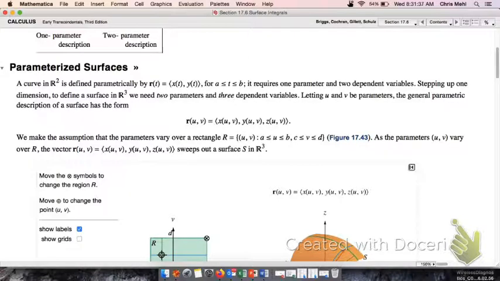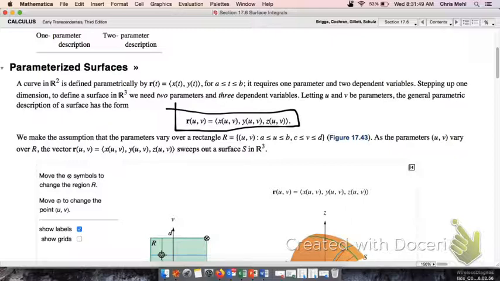And if we step up one dimension and we want to define a surface in R3, we're going to need two parameters and three dependent variables. So instead of using t as my parameter, this time my vector valued function that describes the surface will be a function r of u and v, and then you'll have three component functions. The dependent variables are x, y, and z, and each of those components depends on u and v.